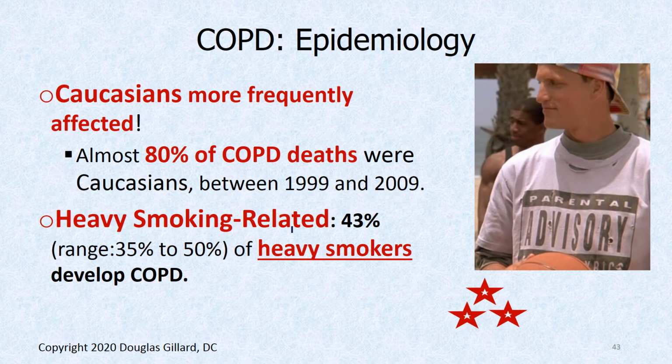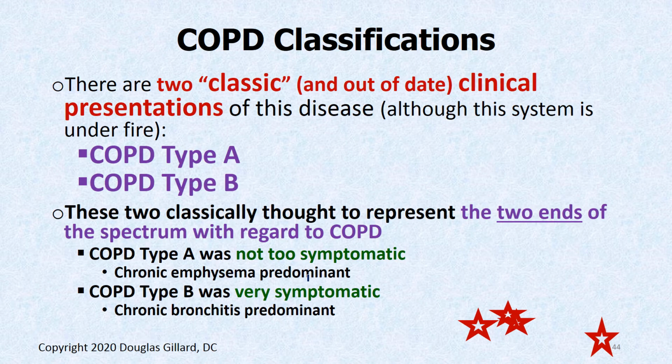80% of COPD deaths are in Caucasians. Smoking is another heavily related problem. Of heavy smokers, 43% will eventually develop COPD. I mean, smoking is just a horrible disease. Some people are resistant. They don't quite understand why that is. They have theories, which we won't get into.